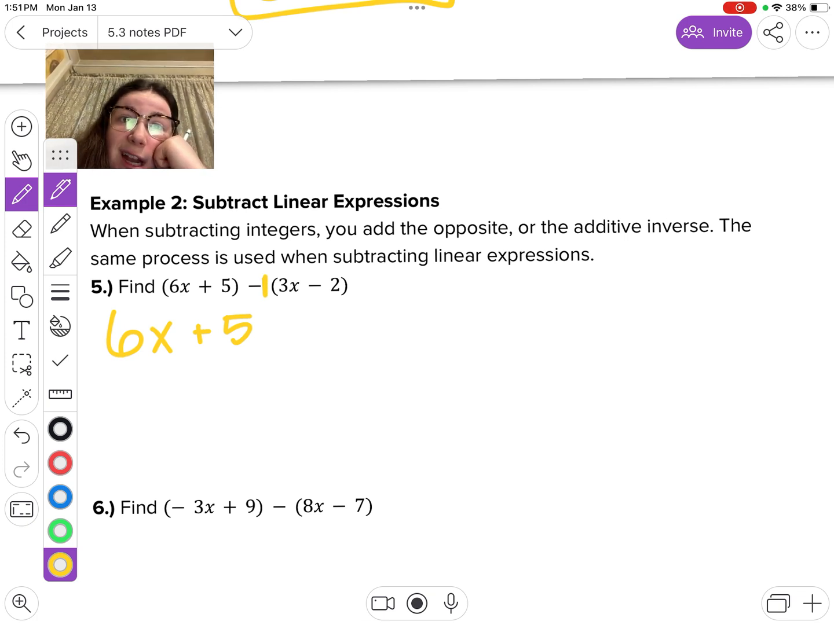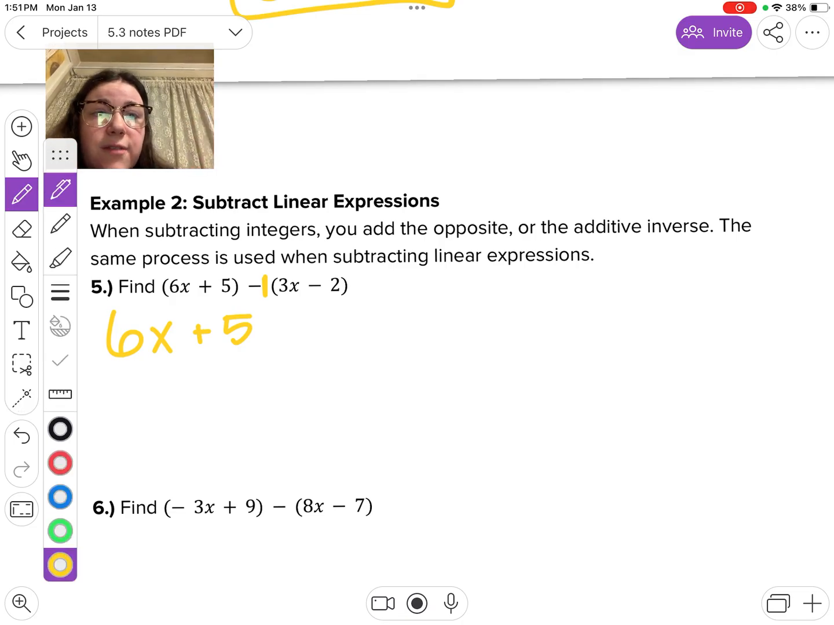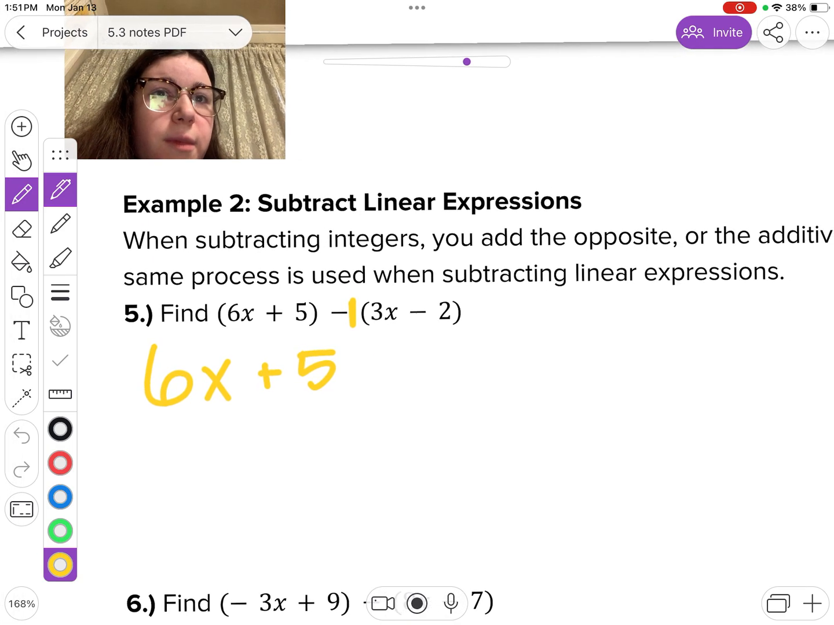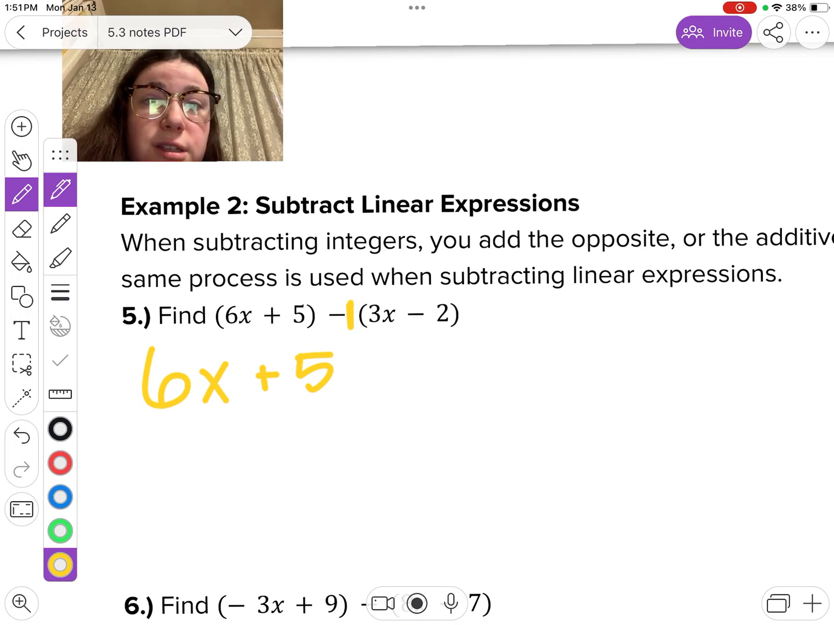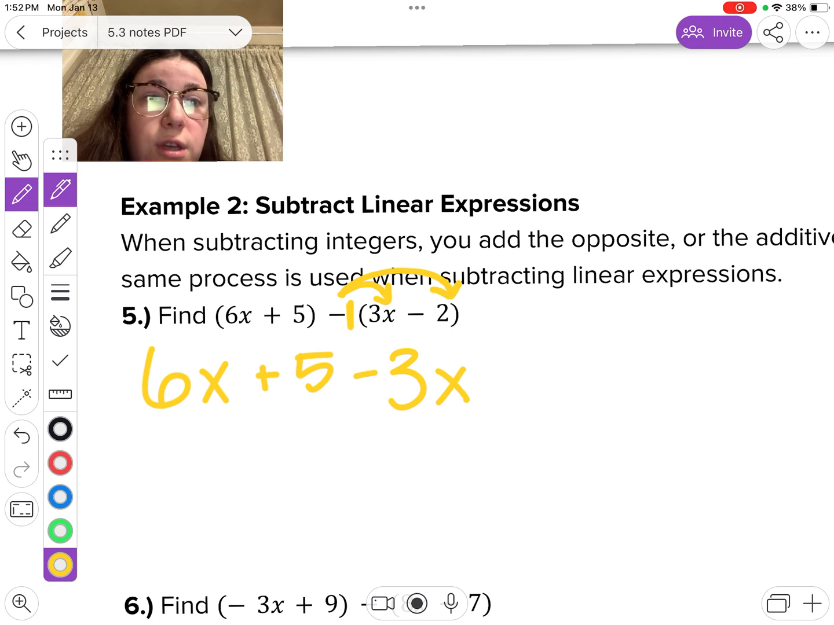Now this is where the additive inverse becomes helpful, because if I have a negative 1 here, and I distribute that negative 1, is that going to change the inside of this? It is. So we have to take that negative 1 and we have to distribute it. So negative 1 times our 3x gives us negative 3x. And negative 1 times the negative 2 gives us a positive 2.